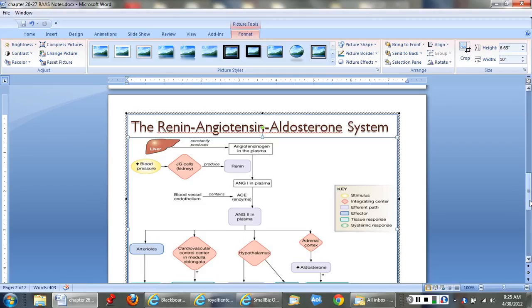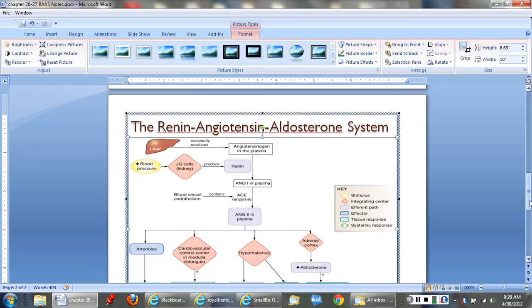So angiotensinogen comes from the liver. It's constantly produced, but until it's activated, it's not going to have an effect. So what sets this whole system off again? Just making sure you all remember. Low blood pressure, low blood volume. Okay, so really low blood pressure is the main factor that starts this process.